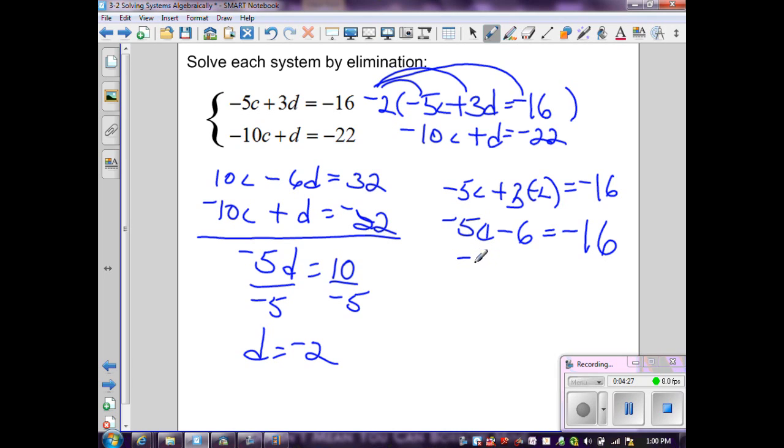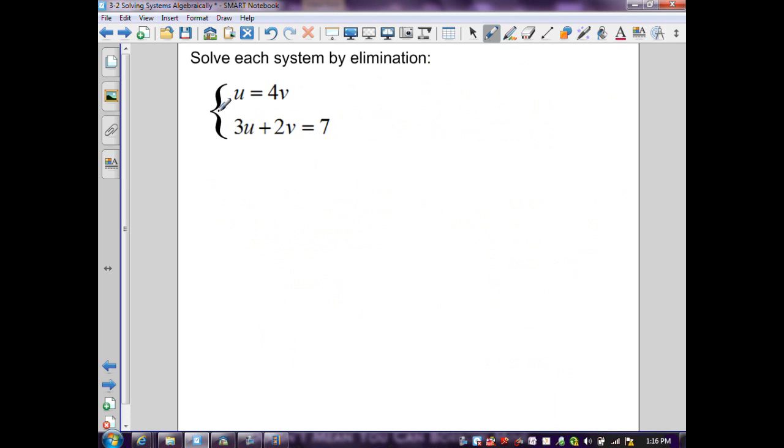This gives me a negative 5c. Add 6 to both sides. That's going to equal a negative 10. Divide by a negative 5, and c equals 2.